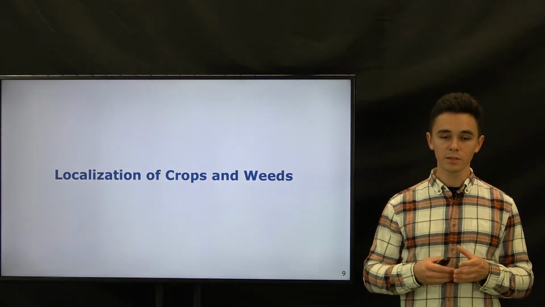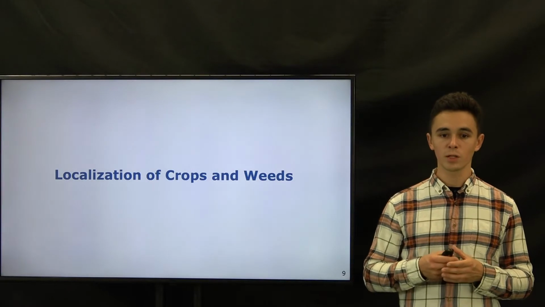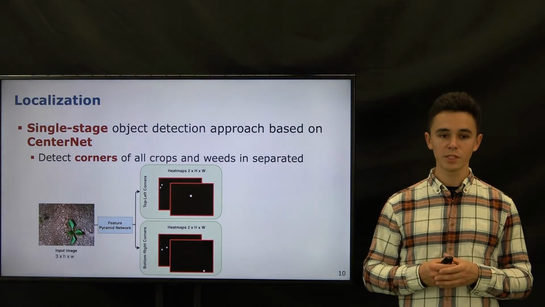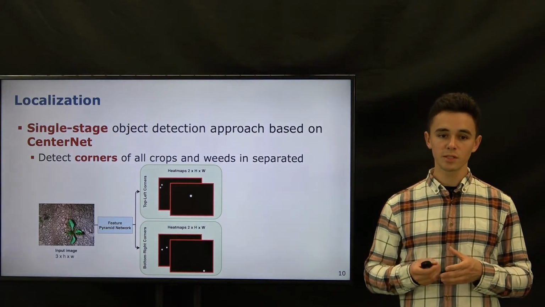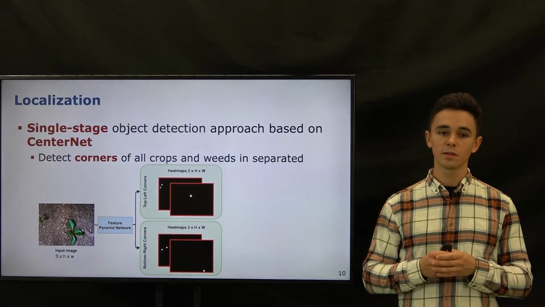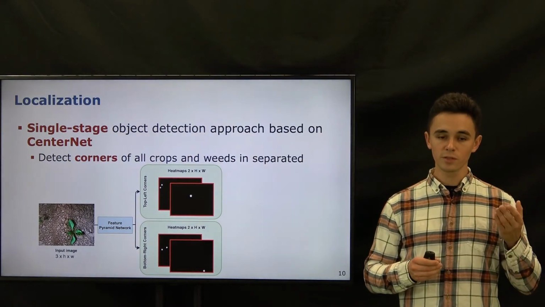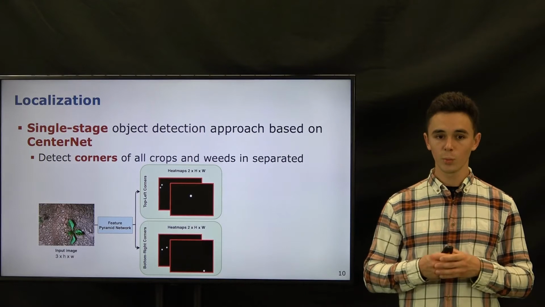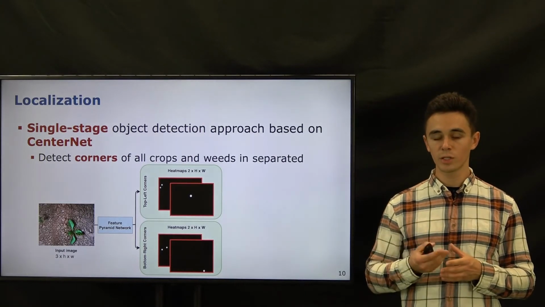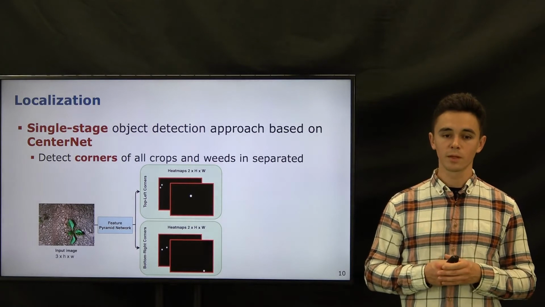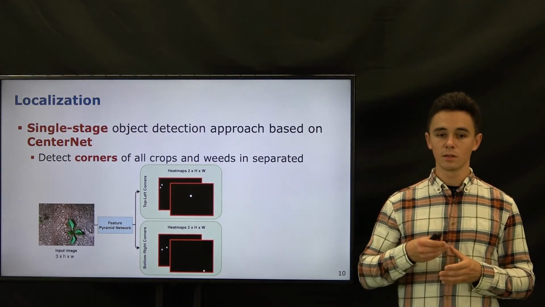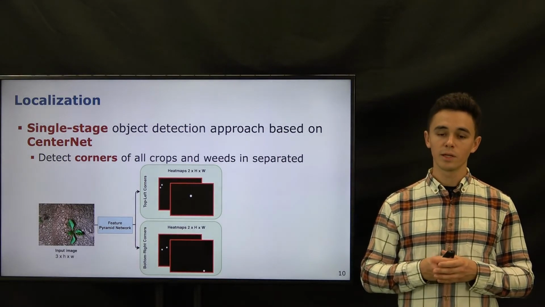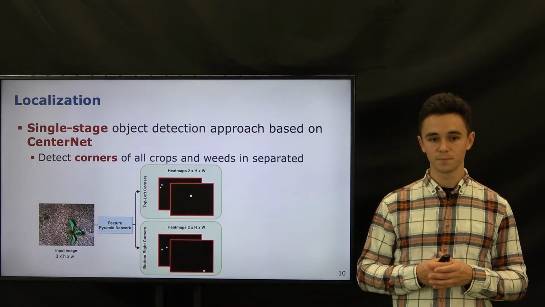First, I want to explain our approach to localize crops and weeds in the field. We use a deep neural network based on the recently proposed CenterNet, which predicts the bounding box of an object by estimating the position of its top left and bottom right corner. This is a single-stage object detection approach, which feeds the input image through a feature pyramid network and predicts 2 heat maps. The first heat map predicts the corner locations of all top left corners. The second heat map estimates the location of all bottom right corners.